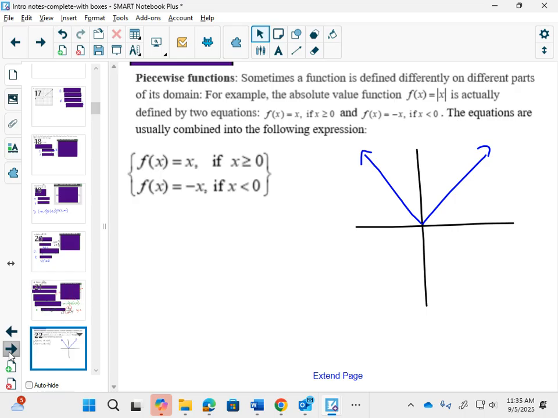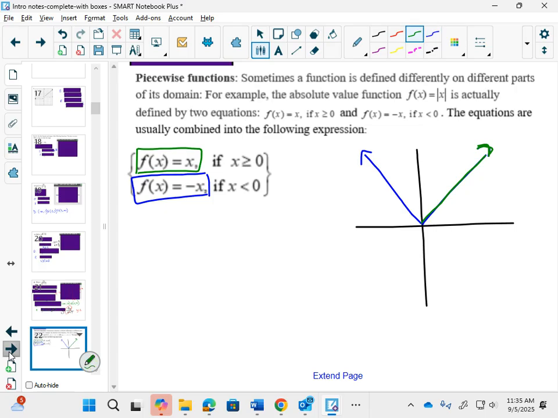And you know how to find equations of lines, y equals mx plus b. In fact, this part, which I'll change colors here, I'll make that part green. That part is just the line y equals x. The blue part is y equals negative x.